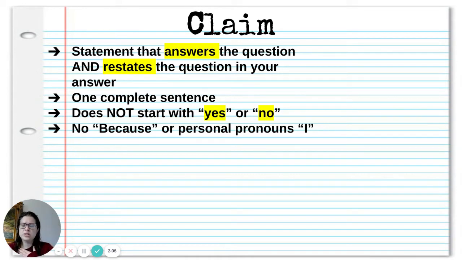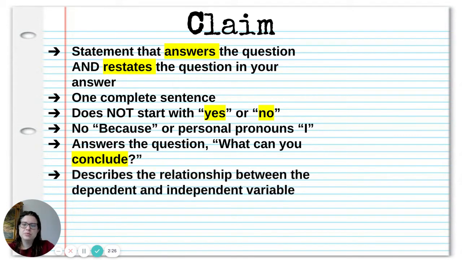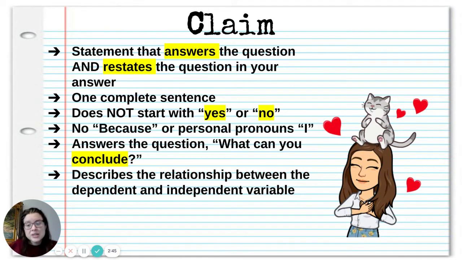And we also don't want to refer to ourselves. When we refer to ourselves, we're using those personal pronouns, like I and we. We don't want to use those. You're just answering the question. Again, the question that you're answering is, what can you conclude? And really, your claim is going to describe the relationship between your dependent and independent variables. We've been talking about variables in our ball toss lab, and your claim will describe how those are connected.